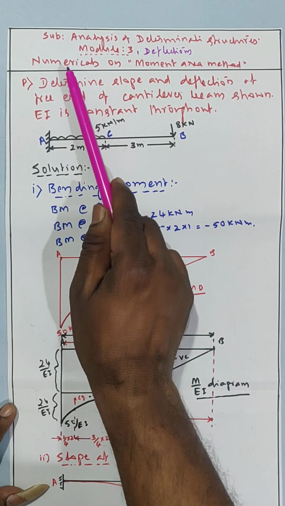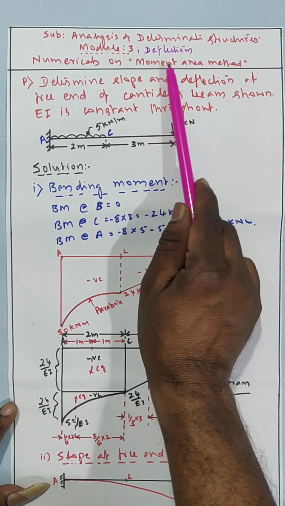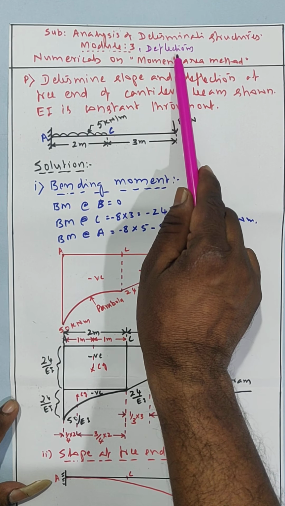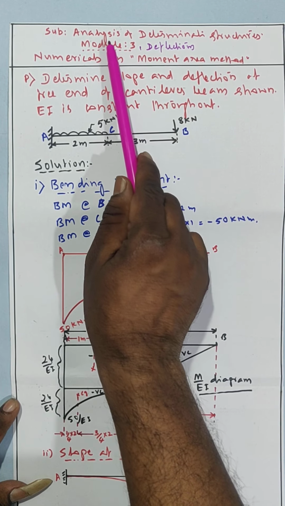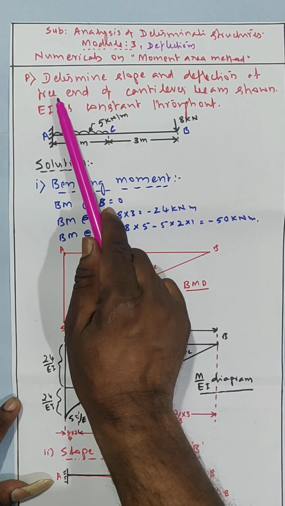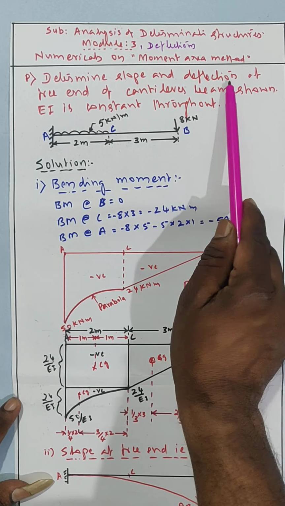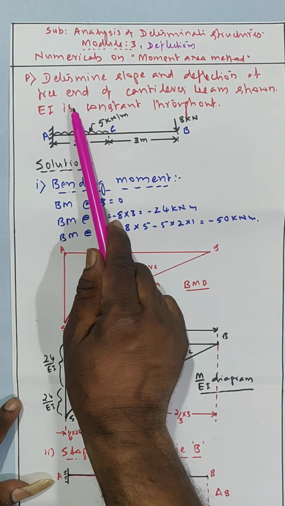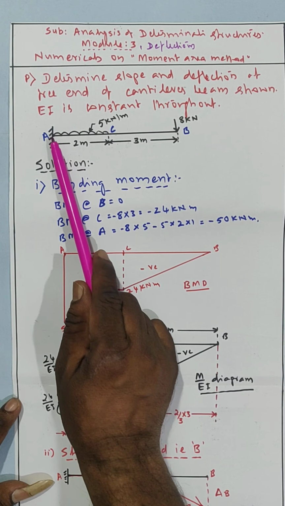Today we will see one numerical problem on the moment area method, which is of Module 3, Deflections. The subject is Analysis of Determinate Structures. The problem is: determine slope and deflection at the free end of the cantilever beam shown. EI is constant throughout. See, this is the cantilever beam.